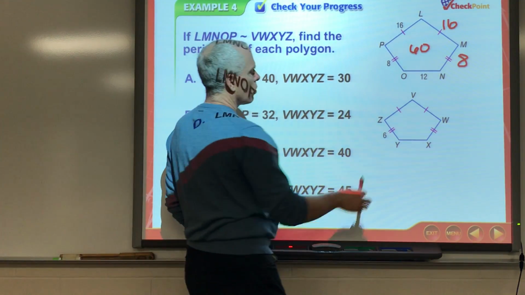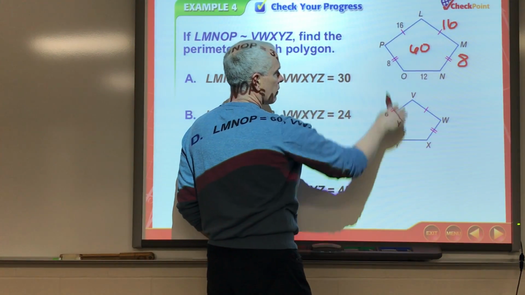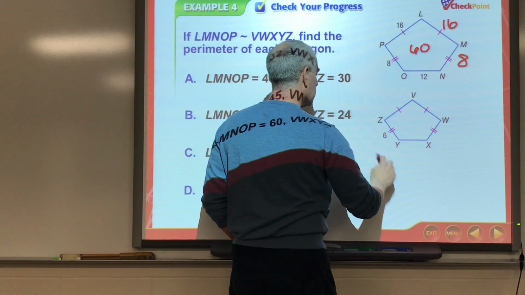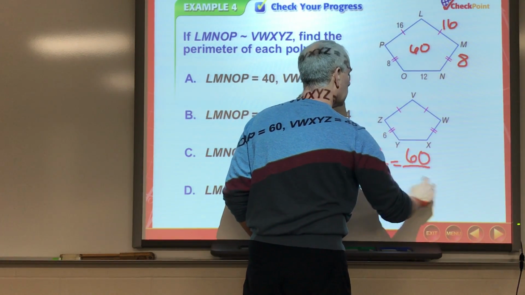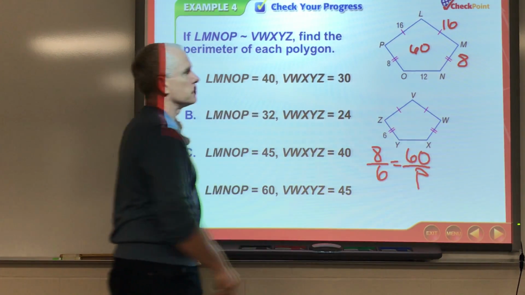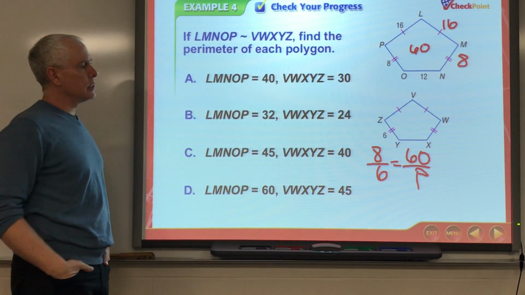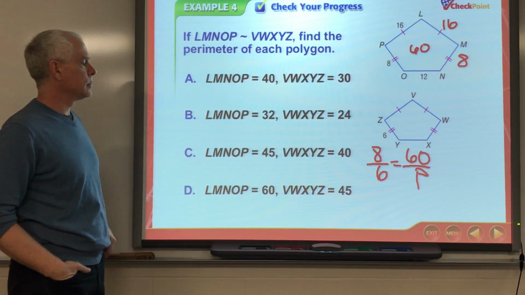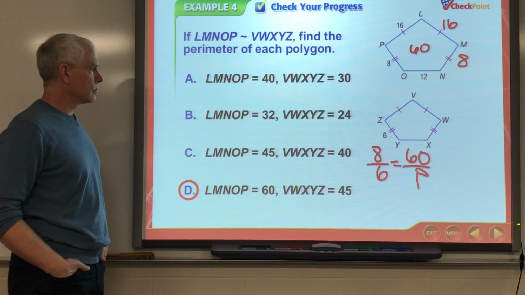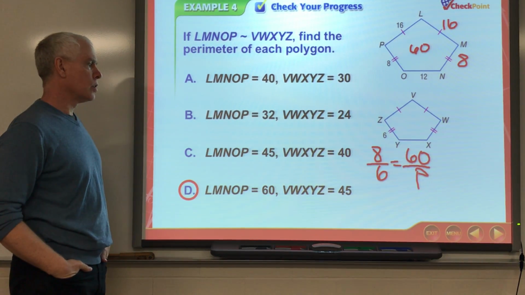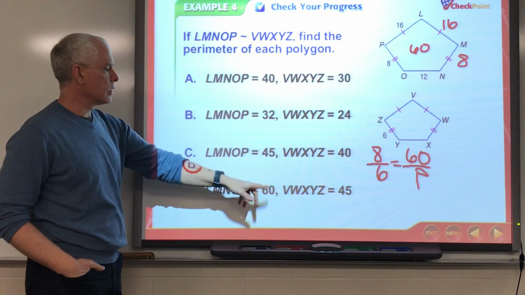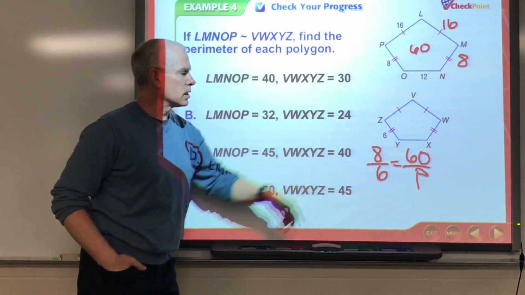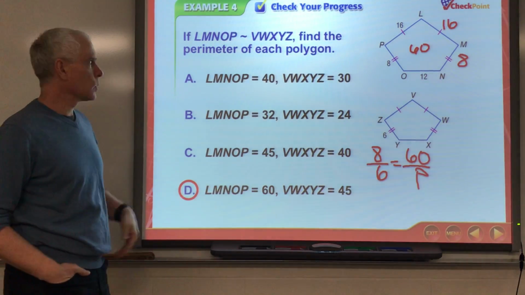The ratio of the corresponding sides here, I've got a couple sides, 8 over 6, is then got to equal 60 over our perimeter, okay? And so 60 times 6 divided by 8, you should get 45 for that other perimeter. We knew the perimeter of the first one we had calculated. So this other one, if you take 360 divided by 8, you get 45. Okay?